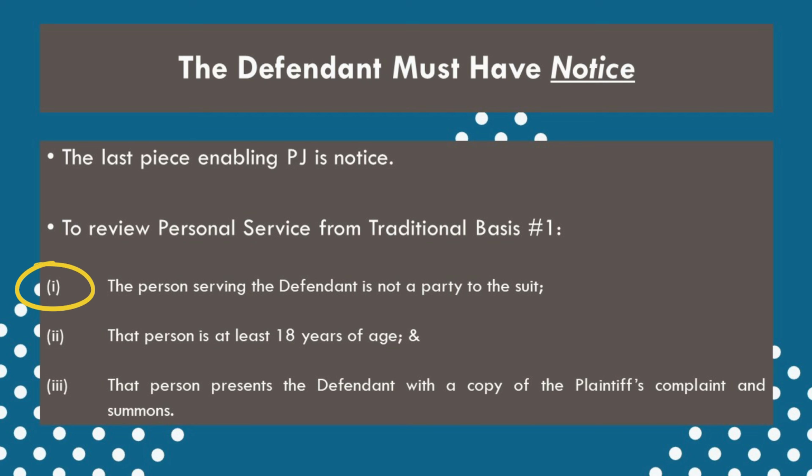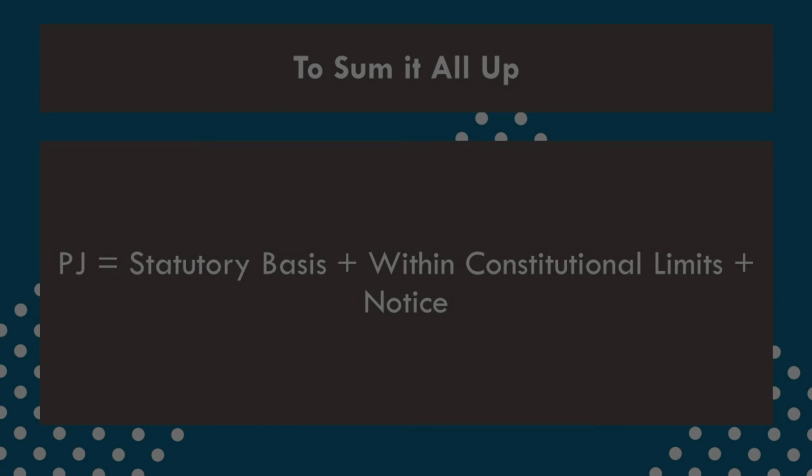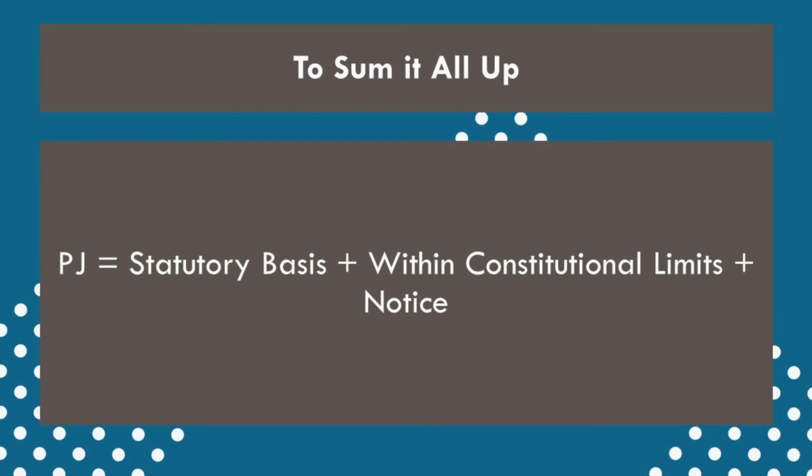1. The person serving the defendant is not a party to the suit. 2. That person is at least 18 years of age. And 3. That person presents the defendant with a copy of the plaintiff's complaint and summons. Alright, so we've covered a lot, but let's sum it all up. Personal jurisdiction will exist and is properly exercised when the court has a statutory basis upon which to base personal jurisdiction, that statutory basis can be exercised in accord with the Constitution, and the defendant has been given sufficient notice of the plaintiff's suit against him.